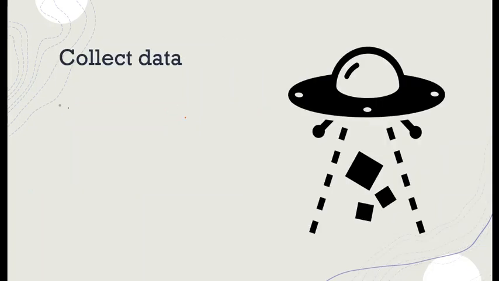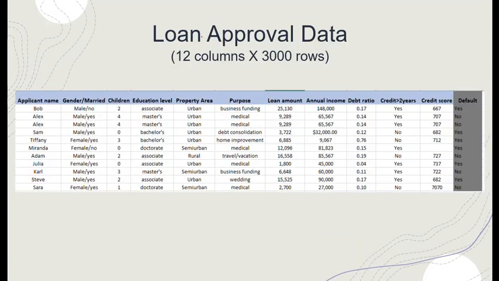So, starting with the data collection, as I mentioned, normally the data is collected from different sources and then aggregated into one or multiple data sets on which the analysis will be conducted. But since this is a hypothetical demonstration with a hypothetical company, the data set is already in our hands in an Excel sheet. So here, as we can see, the data consists of 12 columns total with 3,000 rows. It's called loan approval data.